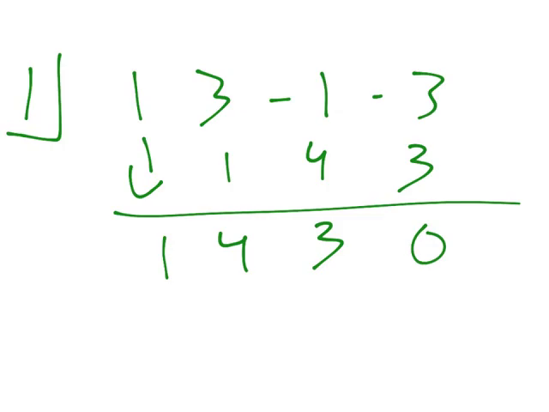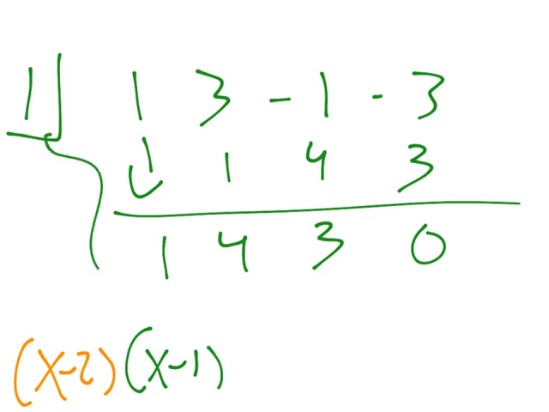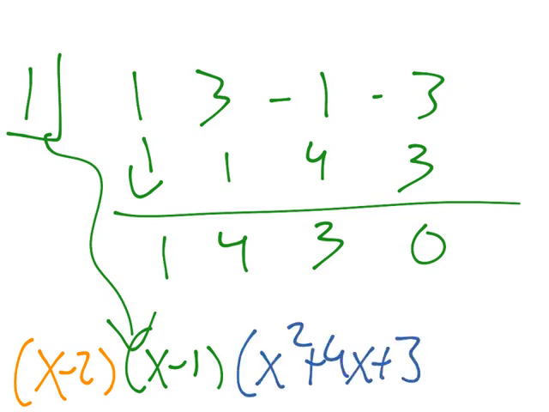Now, I have my original factor, x minus 2. Keep it in that orange color. I have my new factor, x minus 1. And now I started with a cubic, and so I'm going to jump down to a quadratic. X squared plus 4x plus 3. Again, this is all equal to 0, all equal to f of x, whatever you want to write there. I'll just be careful from here.